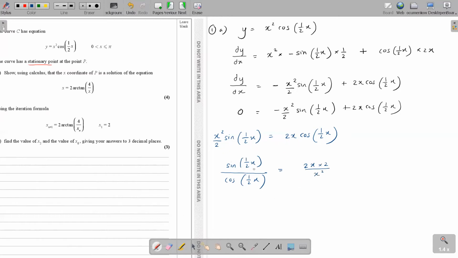So sine half x over cos half x gives you tan half x. The x and x cancel, so one x remains down below. 2 times 2 is 4 over x. So we get tan half x equals 4 over x.